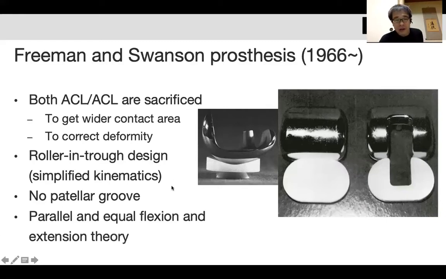For these knees, gap balance is very important. Parallel and equal flexion and extension gaps are required. This is the start of the parallel and equal flexion and extension gap theory, the same as Insall's theory. Otherwise, dislocation can occur.